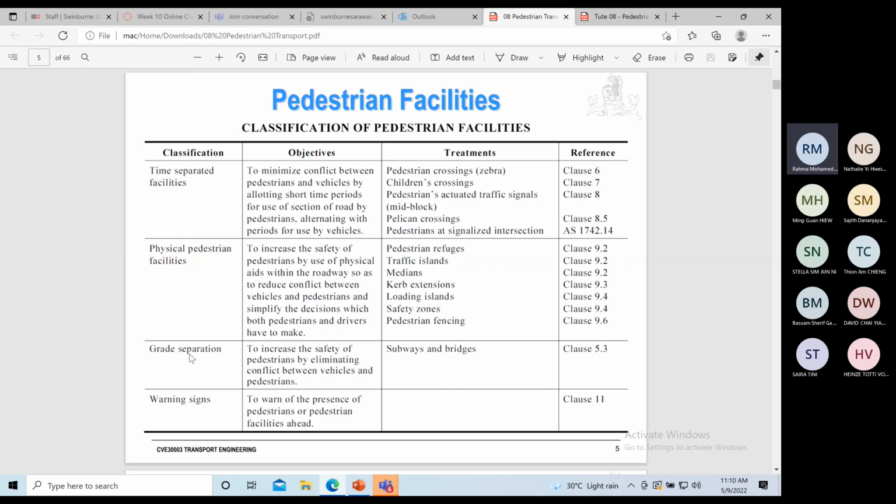Then we have grade separation. Unlike the previous two, this one works on the principle of eliminating the conflict and also increases the safety of pedestrians because each road user, that is pedestrians and vehicles, will have their own right of way. As the name suggests, grade, they will all be moving in their own grade, their own levels. Examples are subways and bridges. Then lastly, we have the warning signs. These are to warn of the presence of pedestrians or any of the pedestrian facilities ahead.